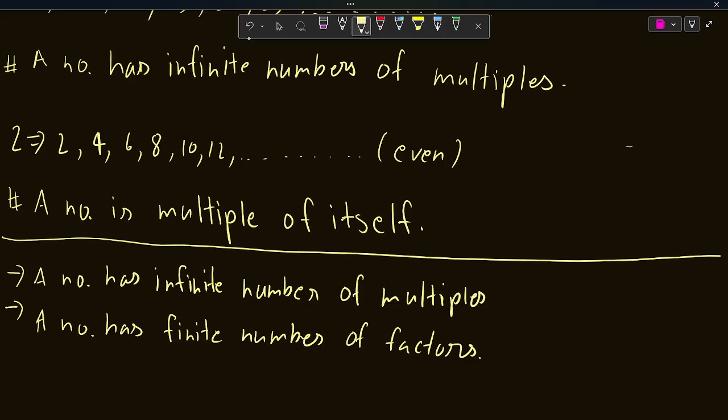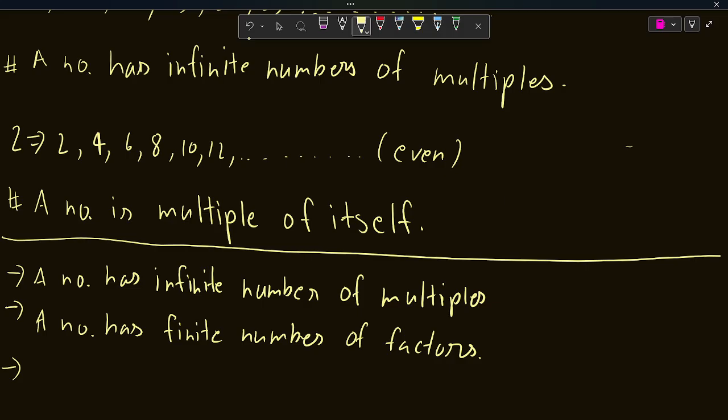And one more thing: all the numbers are multiples of themselves as well as factors of themselves. Any number is the multiple of itself and factor of itself. This also has to be observed: if you take any number, then the number is a factor of itself and a multiple of itself.